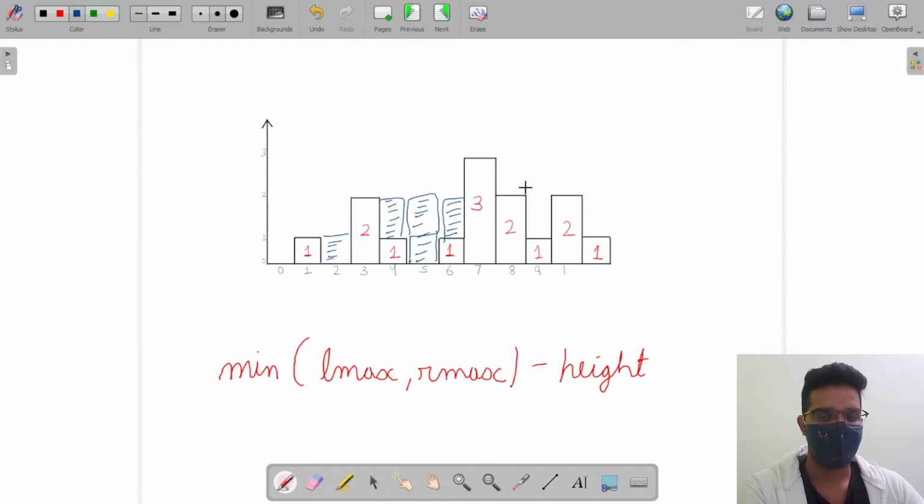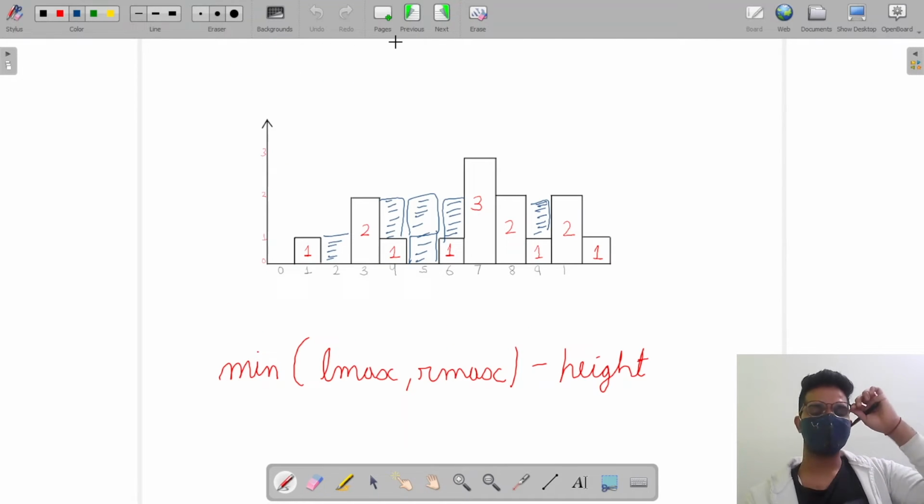At 9th index, yes, we got both left max and right max, and they are both 2. 2 minus my own height, so I can store 1 unit here. As you can see, they are both the same figures. So that's the formula to calculate how much water will get trapped.